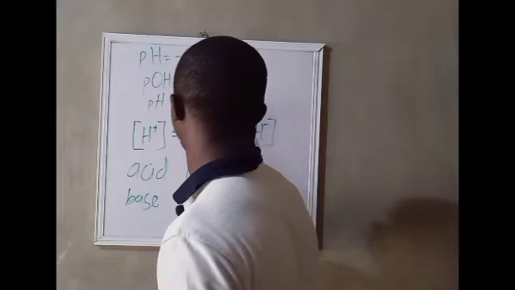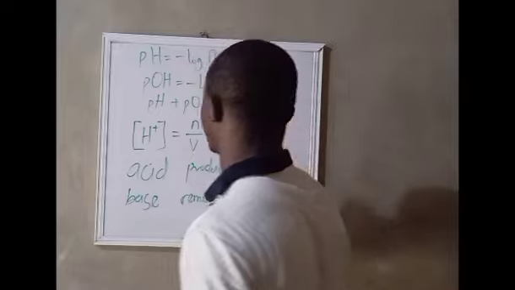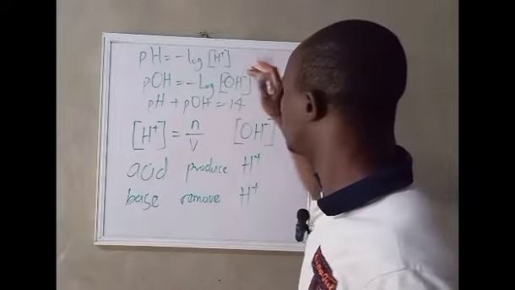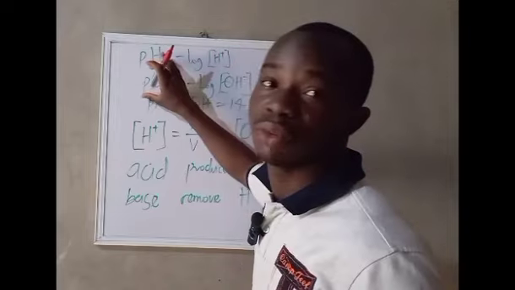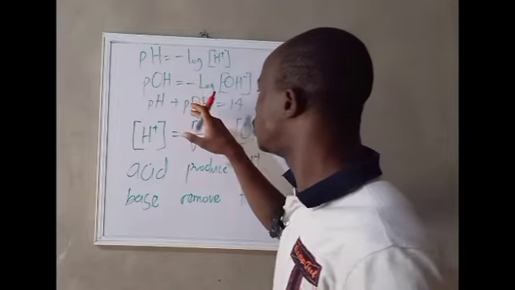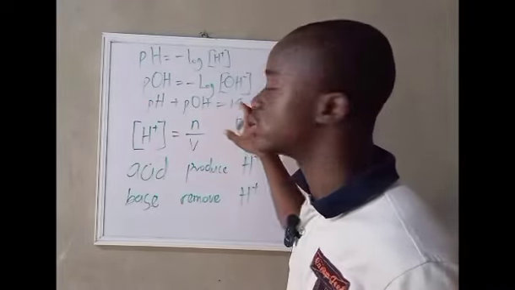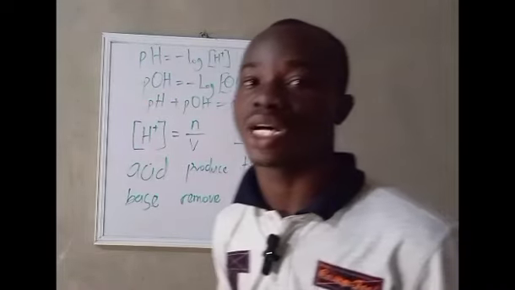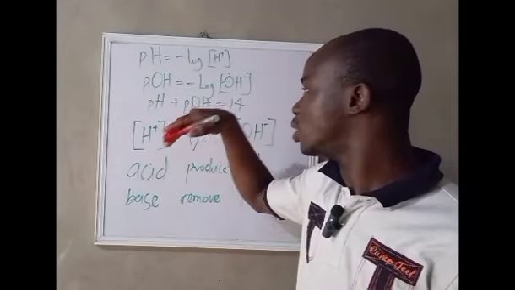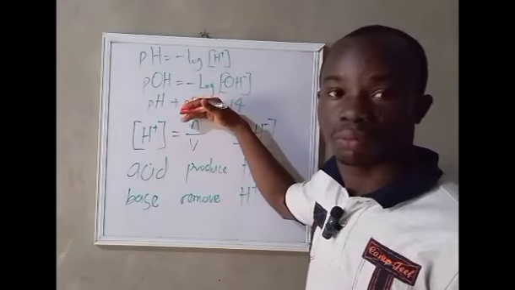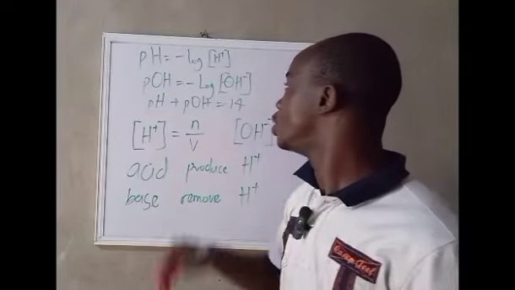pH plus pOH equals 14. So if you know the amount of OH minus, you can use it to determine the pOH, and you can now use the pOH to determine the pH by subtracting it from 14. That is the relationship between the pOH and the pH.